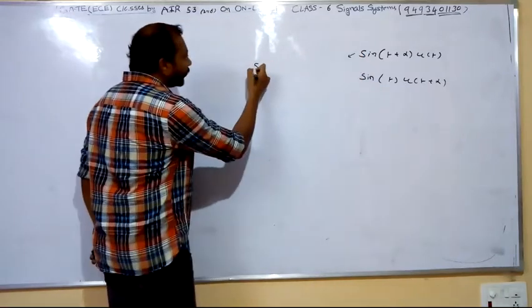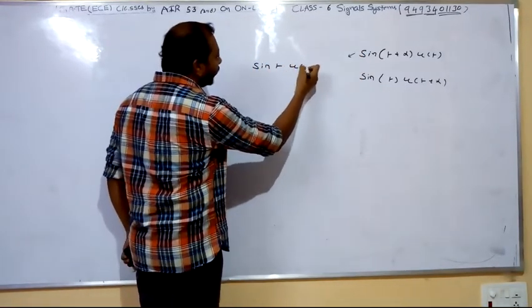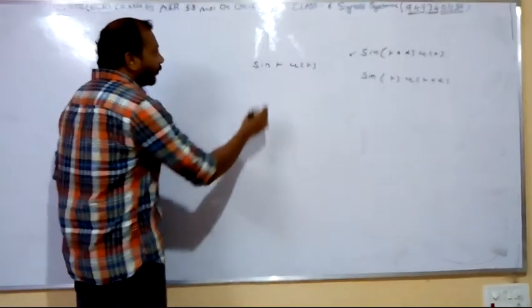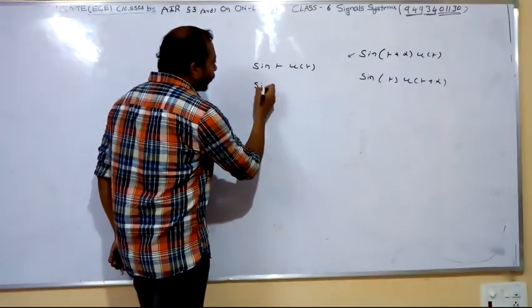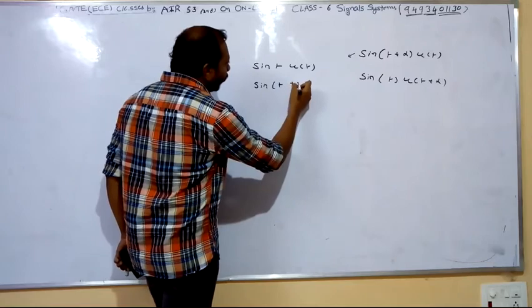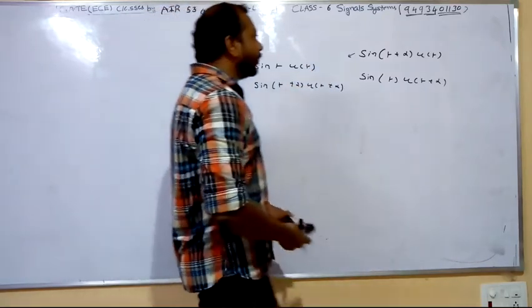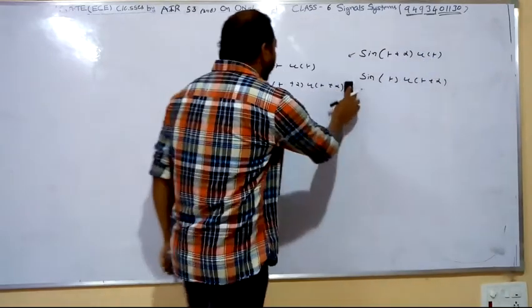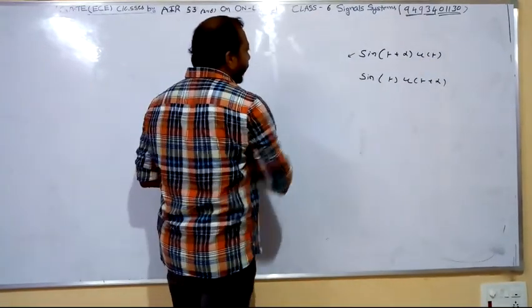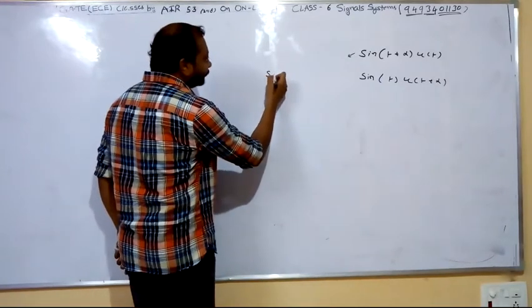For this one, you know the formula for sin t into u of t directly. If you want to use the shifting property, it should be of this form: sin of t plus alpha into u of t plus alpha. But here we are having u of t only. For that purpose, I am going to expand this one.